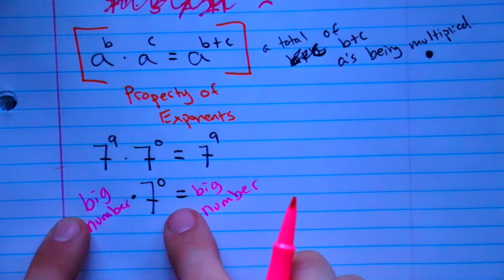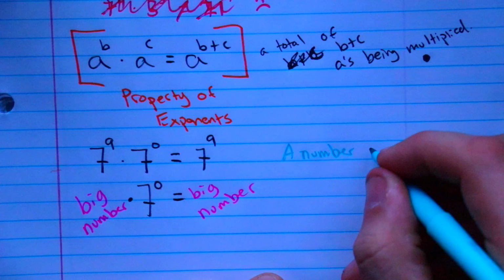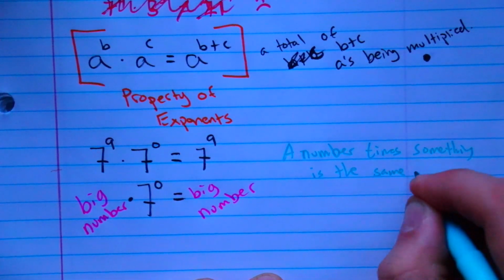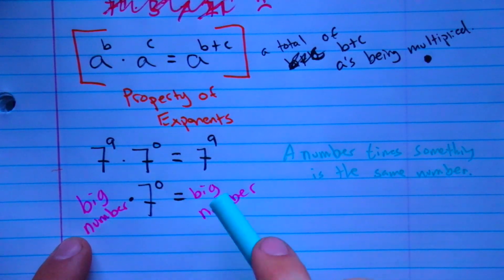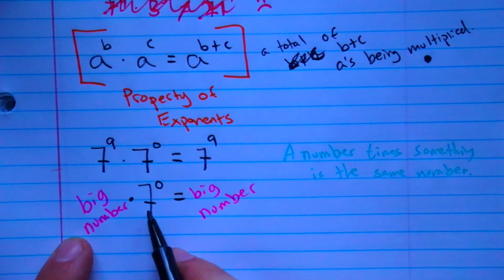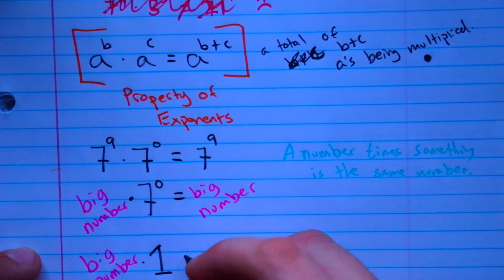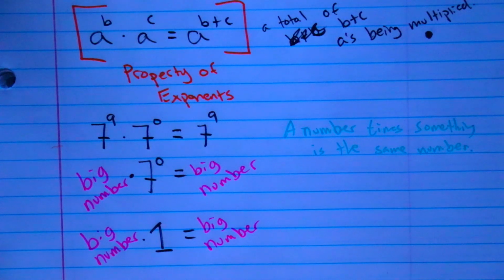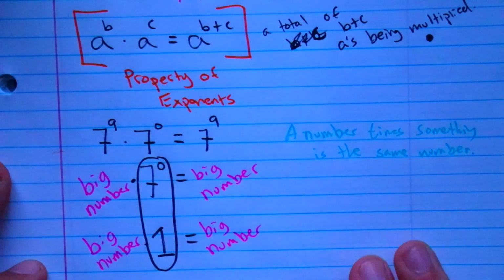So we have a big number times something equals the same thing. So we have a number times something is the same number. Some of you are probably already guessing where this is going to go. If we have a big number times something equals the same big number, what does this have to equal? Big number times 1 is going to be equal to big number. I don't care what that number is. But I know that if we can add exponents, then 7 to the 0 must be 1, if we still want this to be true.